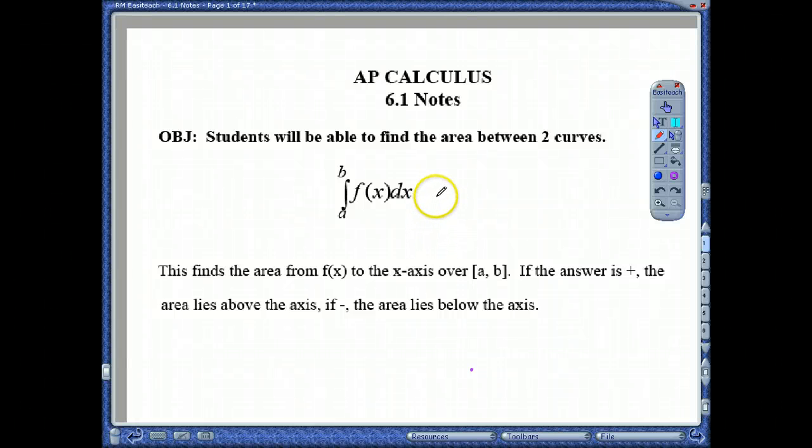We're going to look at 6.1 notes, which is finding the area between two curves. We're actually going to split this into 2 days. We're going to do this with respect to x and with respect to y.